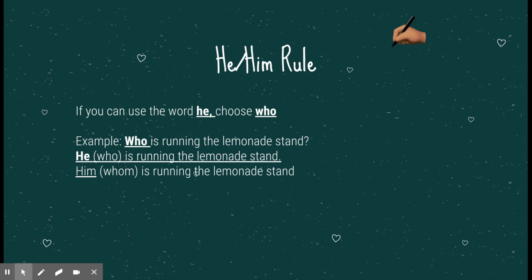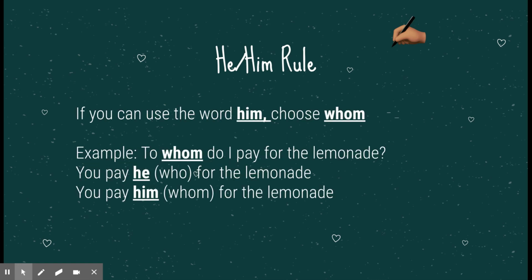And then if it's the word for him, we switch it out for whom. For example, whom is running the lemonade stand? And the indicator will be him. So if you can use the word him, you can also swap it out for the word whom.